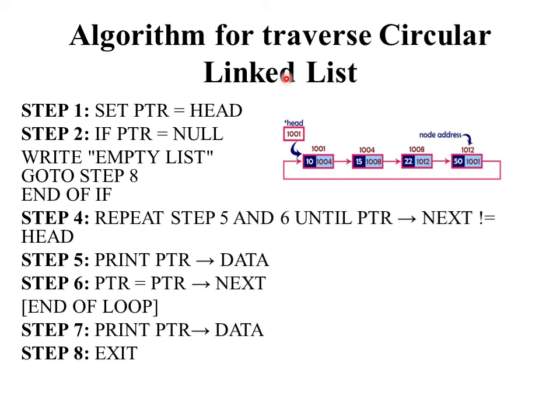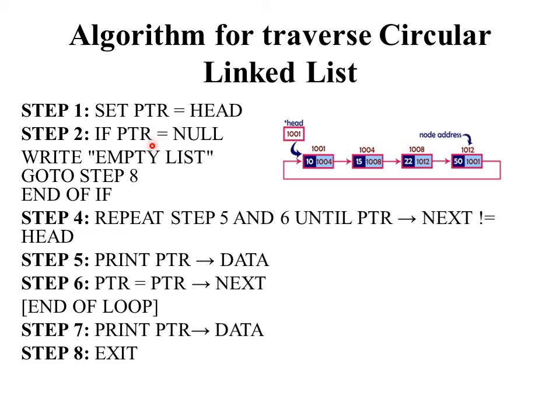Algorithm for traversing a circular linked list. Step 1 is set ptr is equal to head. Ptr is used for pointer. Now ptr is equal to head. Head contains the address of the first node. First node address is 1001. It's stored in head. Now ptr is also 1001.